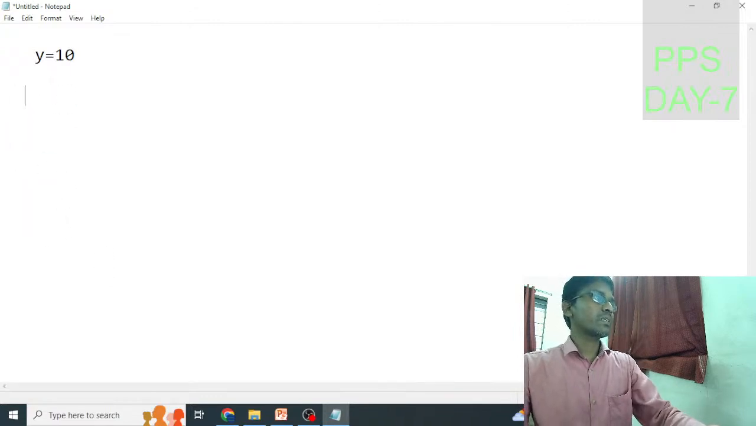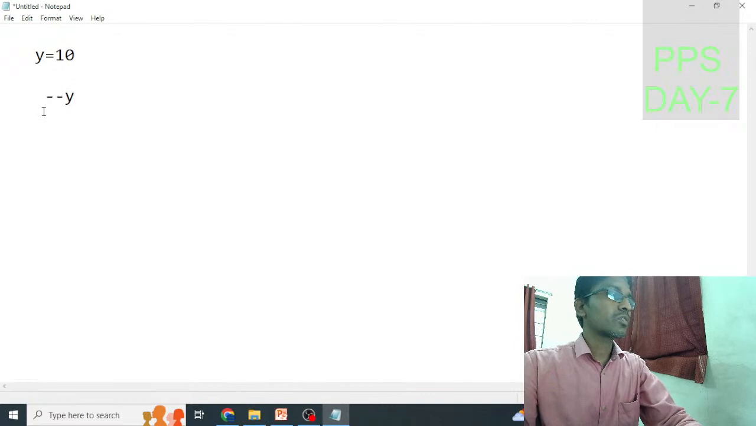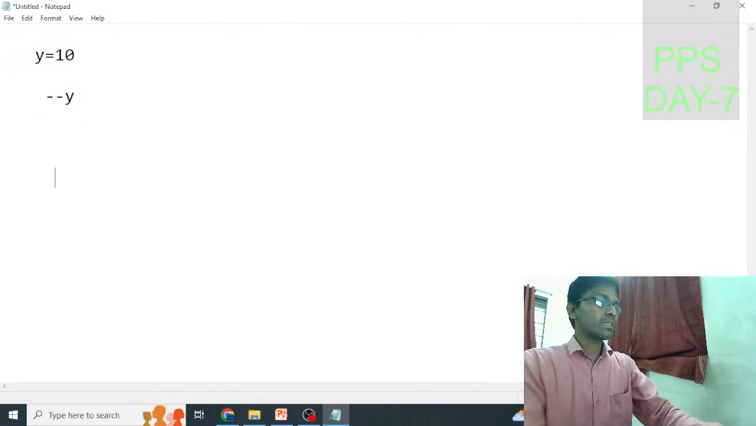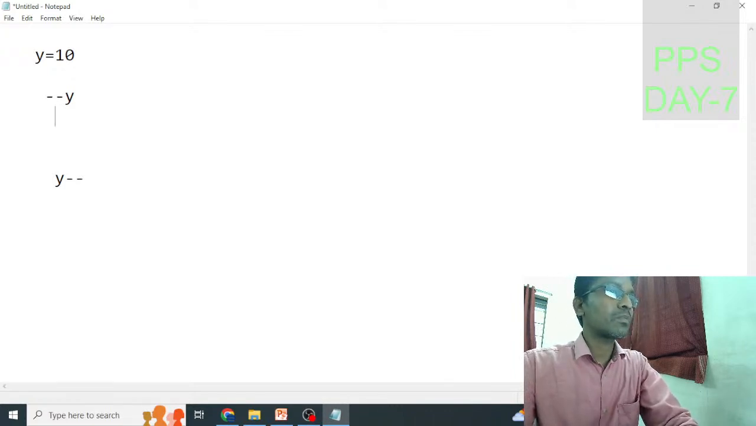Similarly, if it is a minus operator, that is a decrement operator, then it will be decremented by 1. And similarly, if it is y minus minus, then what is the value of --y? Plus plus is nothing but incrementing by 1, so minus minus is nothing but decrementing by 1. So now what is the value of y here?